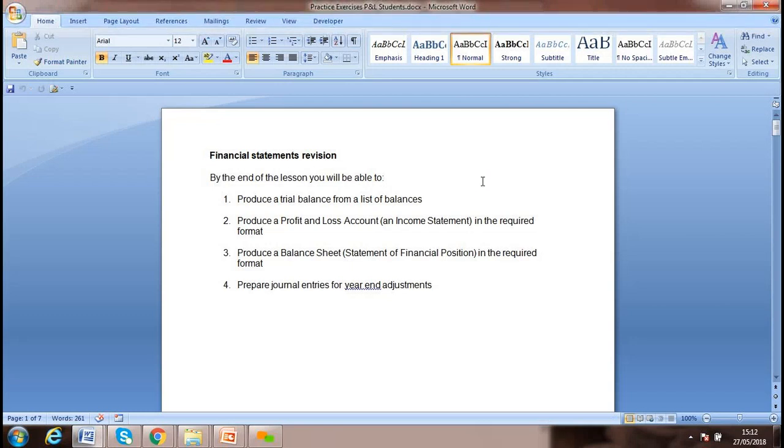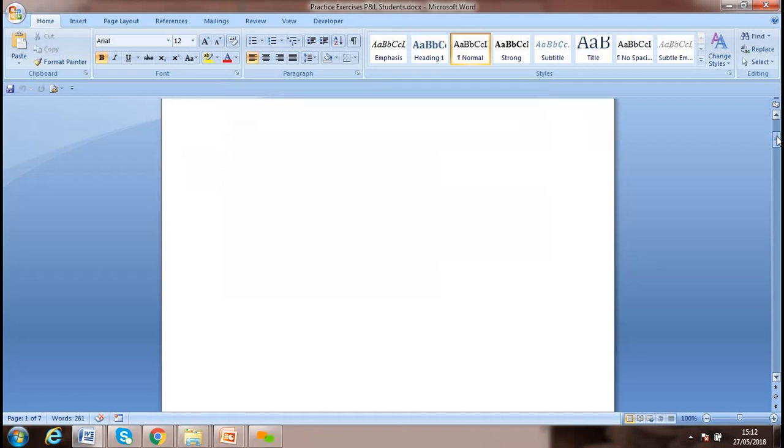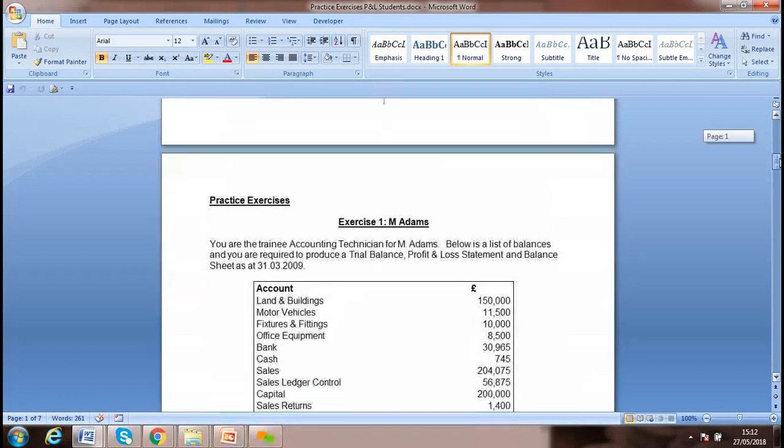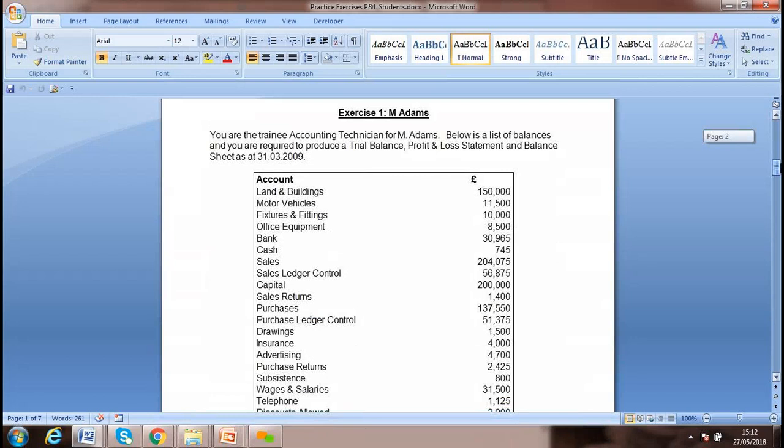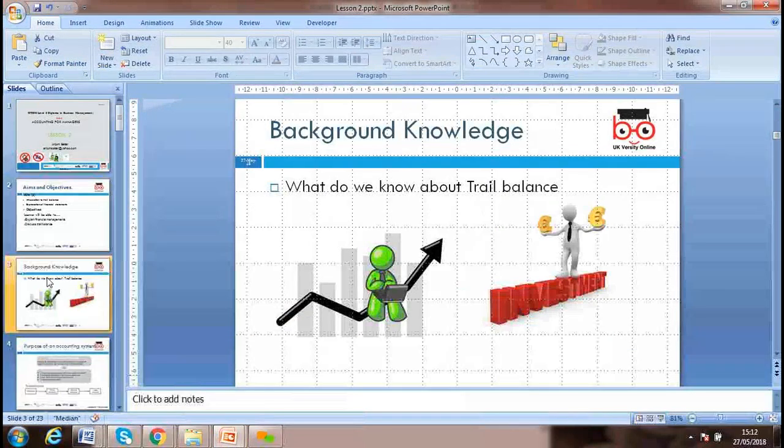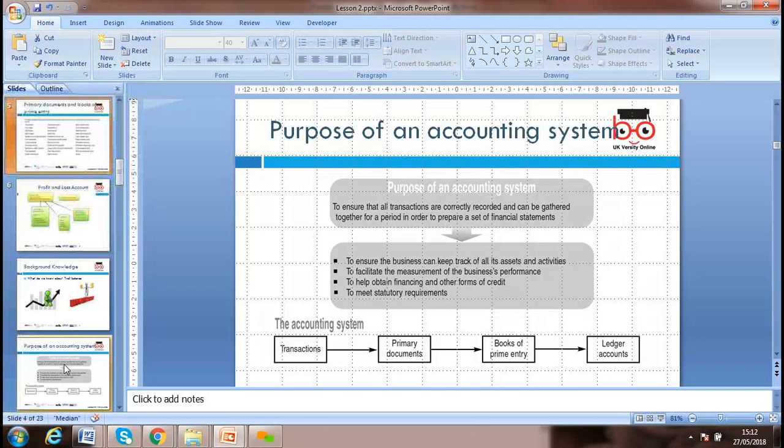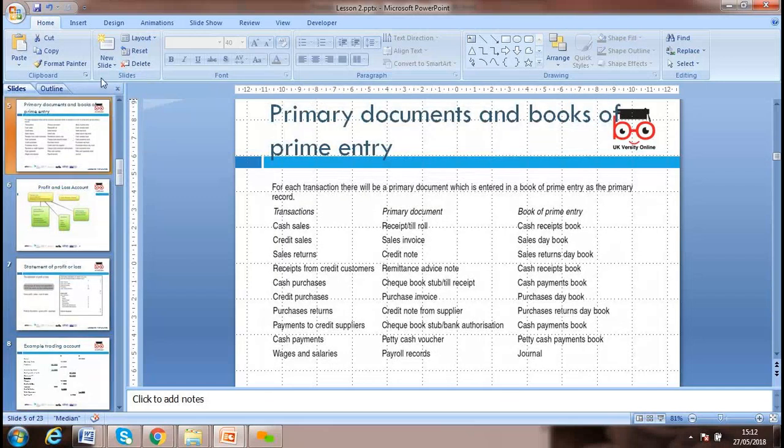This is all about producing the trial balance, profit and loss account, balance sheet and journal entry adjustments. All this is in the handout, and my PowerPoint is separate. We learned about assets, liabilities and expenses during our lessons. Do you know the debit credit we discussed? Yeah. So we'll start.